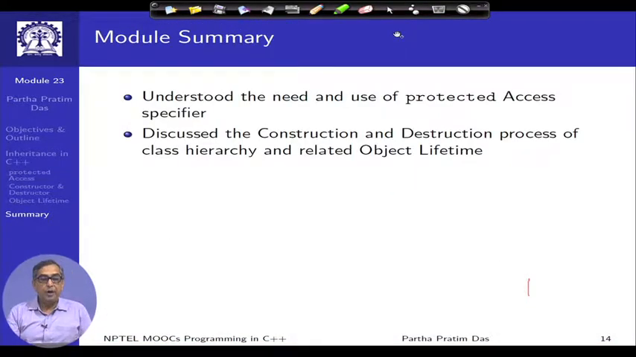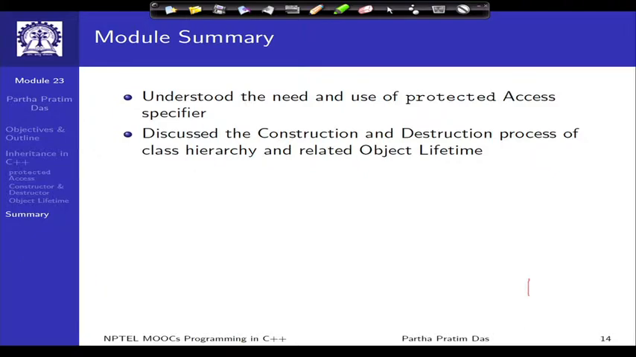So, to summarize on this module, we have understood and really analyzed the need and use of protected access specifiers for specifying access to different base class members, and we have seen how the construction and destruction process happens between a derived class object and a base class object, and really tried to trace the lifetime of the derived class object with respect to the base class object.